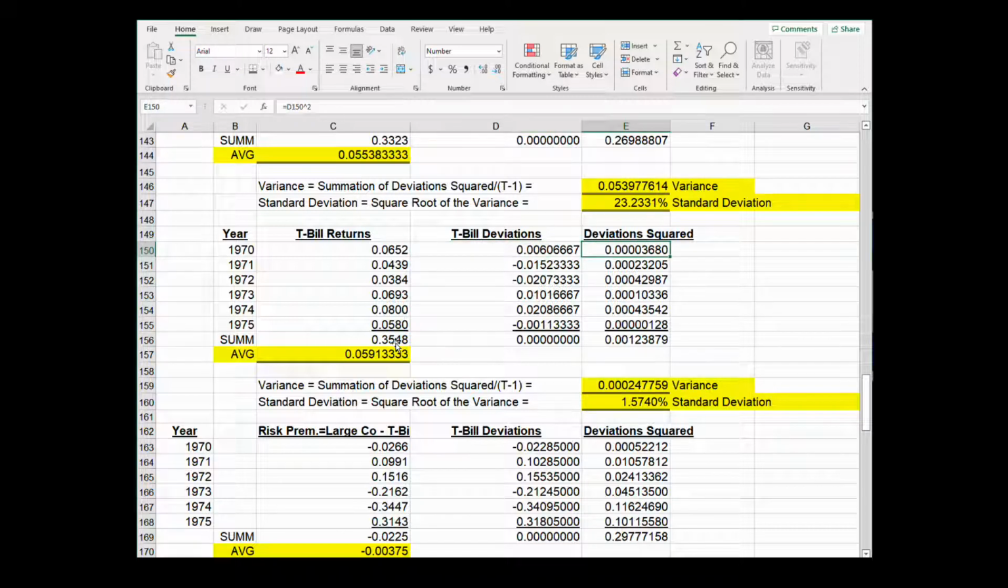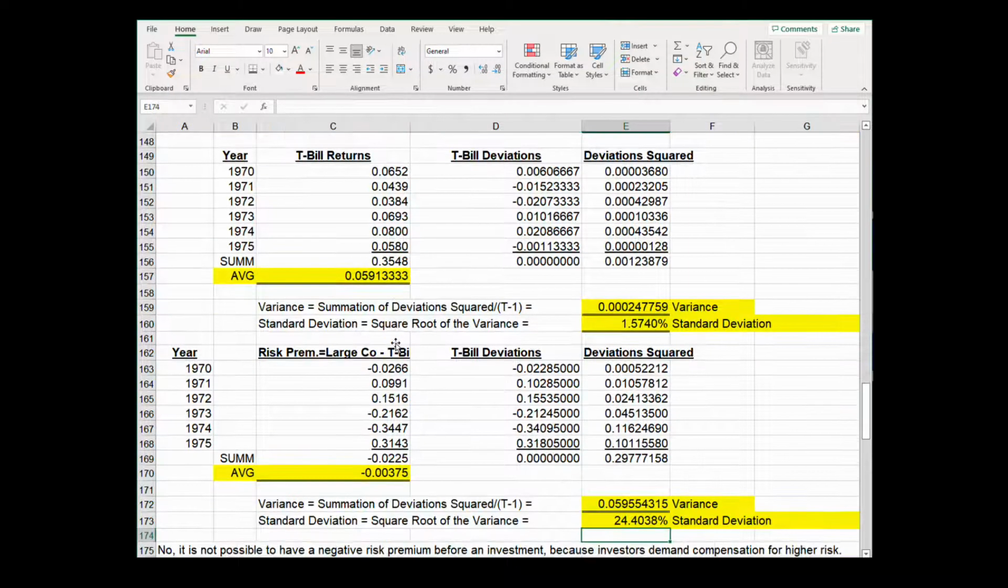So 0.00606667 squared equals 0.00003680, and so on down the line. Just square all those numbers in the deviation column and then add them up, and I get sum of the deviation squared of 0.00123879. To get the variance, I divide that again by 5, 6 minus 1. So 6 observations minus 1 in a small sample, and I get a variance of 0.00247759. And then when I square root that, I get a very tiny standard deviation of 1.5740%.